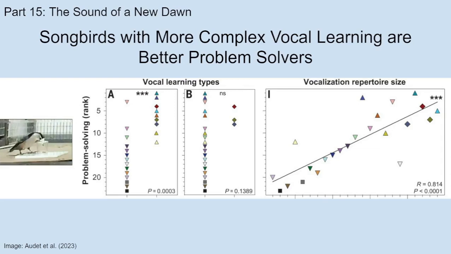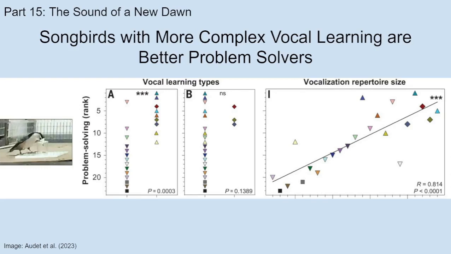And what they found was that songbirds that are open vocal learners, that can learn songs throughout their life, are better at problem solving. They were more likely to succeed at problem solving compared to closed vocal learners. And the way they tested this was they gave different types of songbirds various containers with food in them, and they had to figure out the way to get to the food, either by opening a lid or poking a hole and so on and so forth. It turns out the success rate was higher in songbirds that had more complex vocal learning.